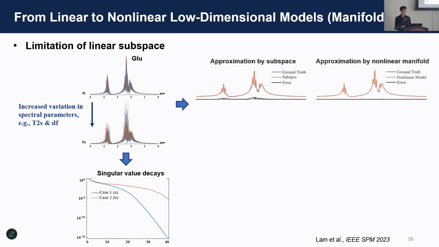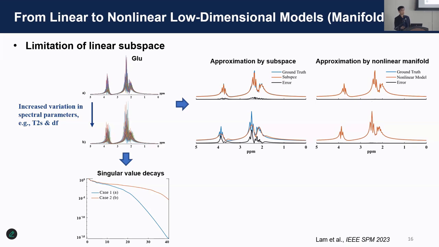Here's a further concrete example showing that if you have a more narrow spectral distribution, one of the unseen spectra here, you can approximate it to a very high degree of accuracy. But when you have a larger variation in terms of spectral parameters, the representation accuracy starts to degrade substantially.